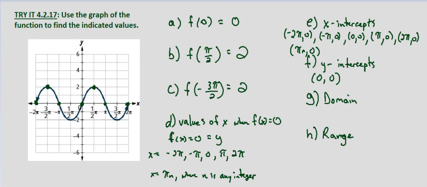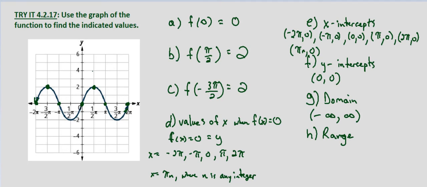The domain, remember these arrows at the end of our curve indicate that it goes on infinitely in both directions, but that it repeats in the cyclical pattern. So the x values, there is no limitation. X can be anything. So in interval notation, this is going to be negative infinity, infinity. That's what the arrows represent.